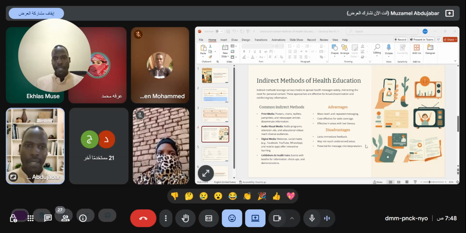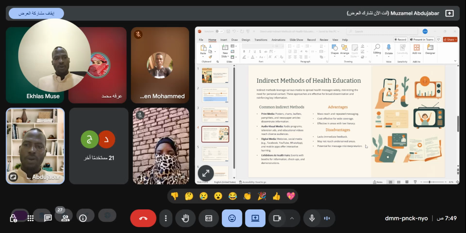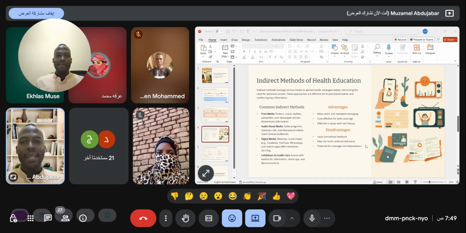The second method is the indirect method of health education. As I mentioned, with the indirect method, we send the message to different groups or masses of people. As you know, right now with Facebook and WhatsApp, you can send the message to a huge number of people at the same time.